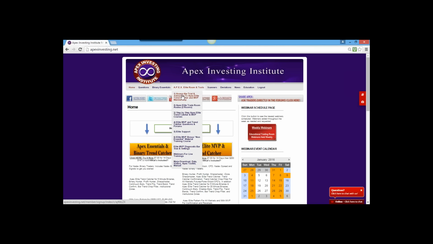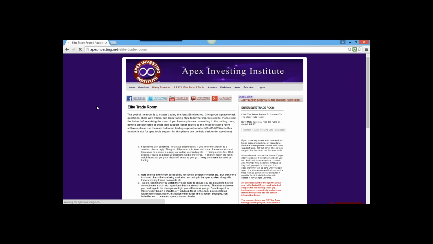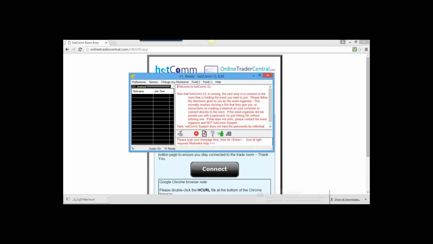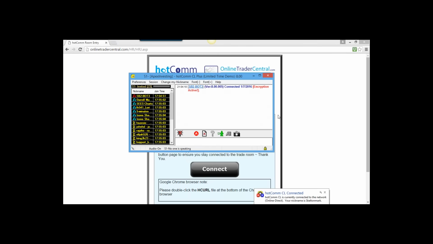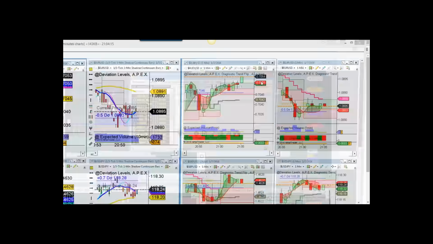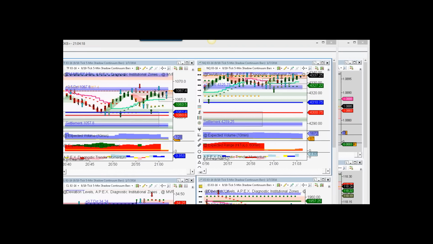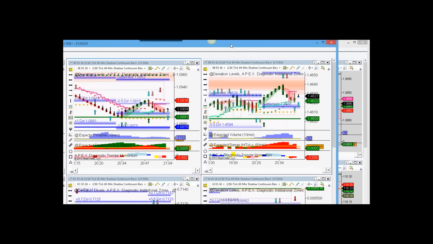Okay, the next one down, Apex Elite Trade Room. Right here it says access the Elite Trade Room. You'll want to know where our Elite Trade Room is. You connect to the room here, and it'll have you set up a couple things. During the daytime, like I said, we've got leaders and moderators in the room discussing all kinds of trades, showing charts. Charts are posted in here. The IZONES Sharpshooter is traded in here all day long, and in fact, the IZONES Sharpshooter charts are even posted in the room.